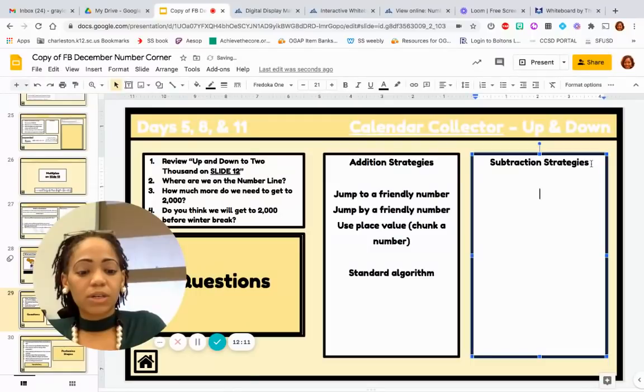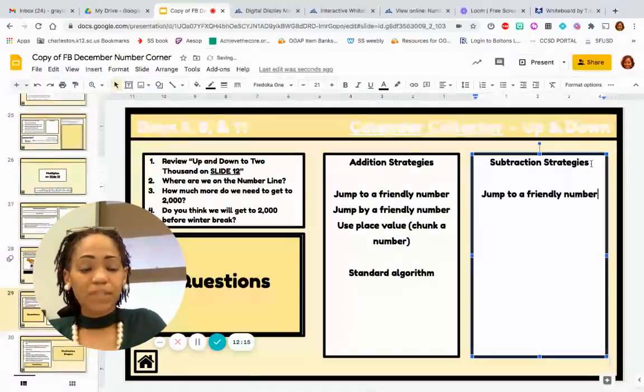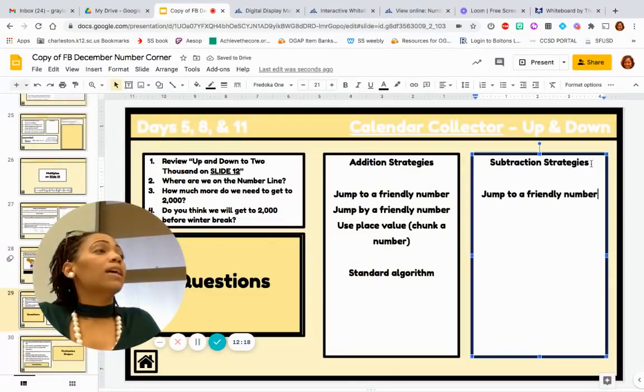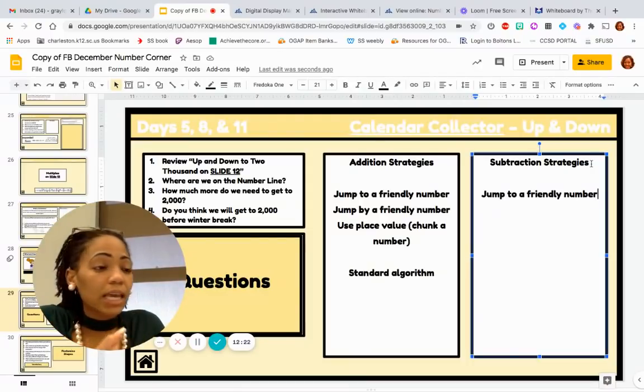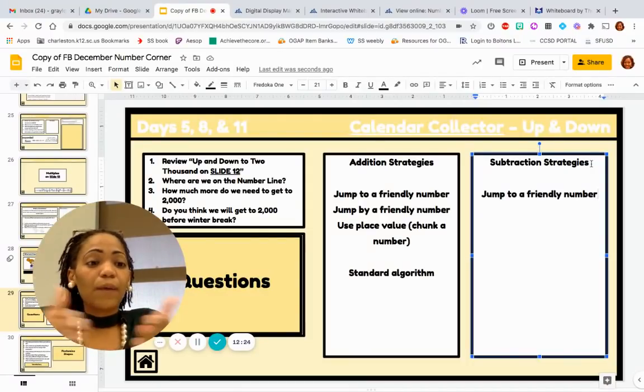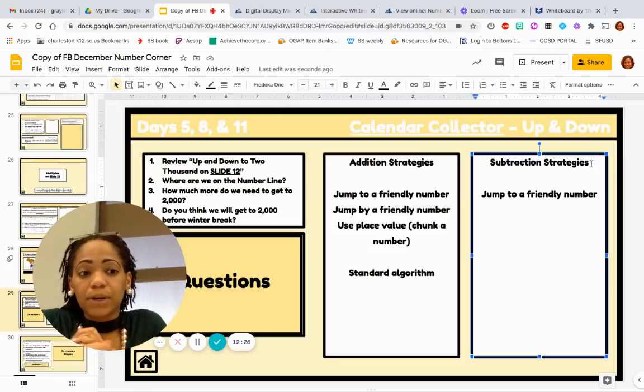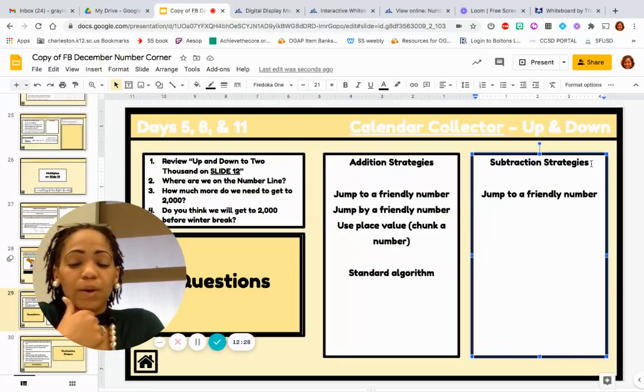We actually still could jump to a friendly number. We still could do that. If we had 874 and we were taking 126 away, we still could jump to a friendly number. That's one thing that we could have done. What else did we do?